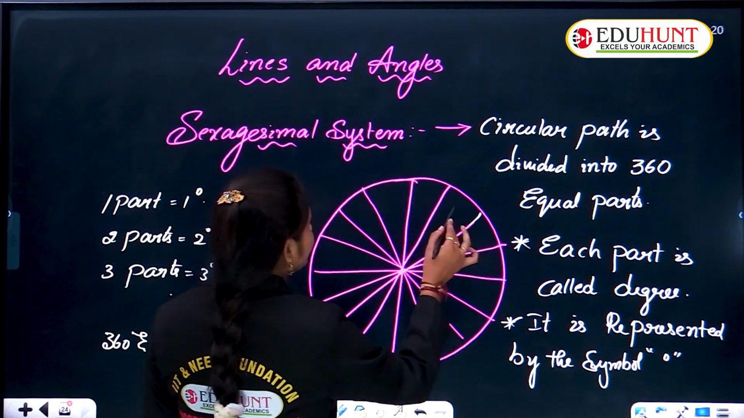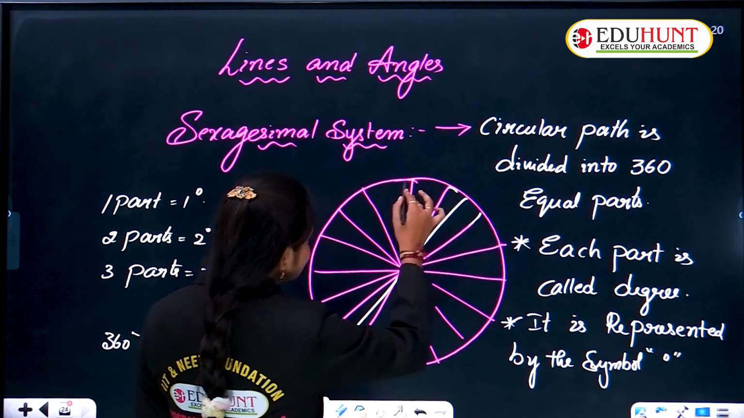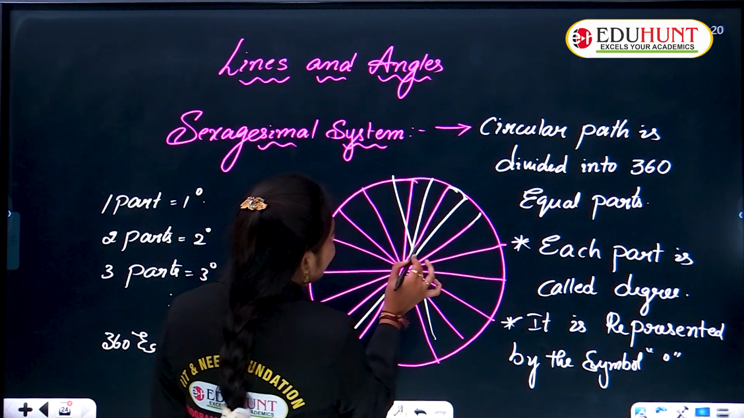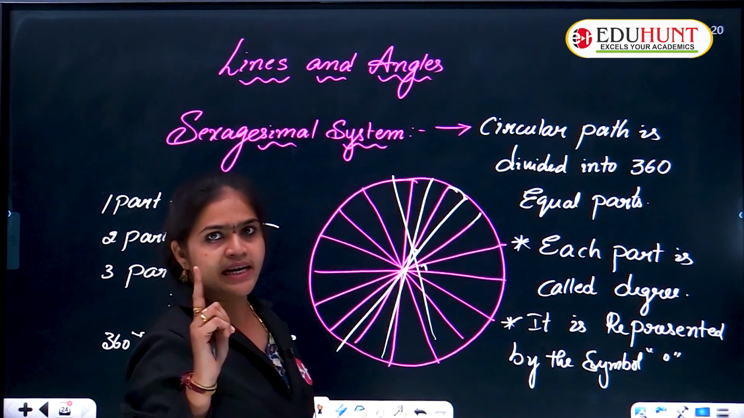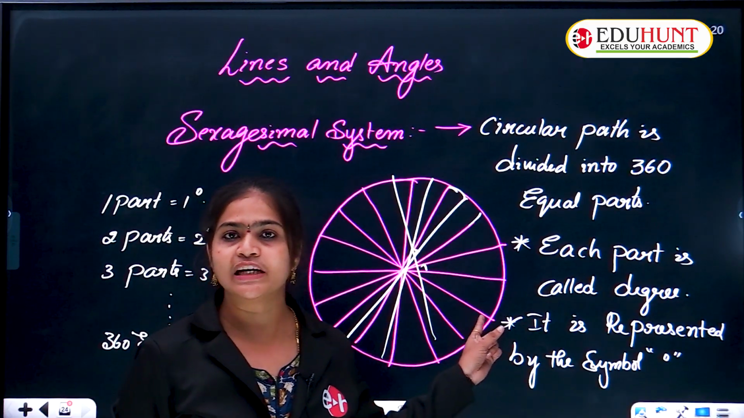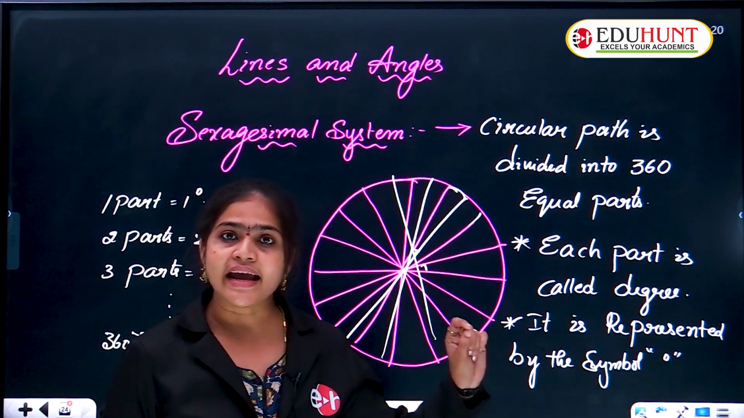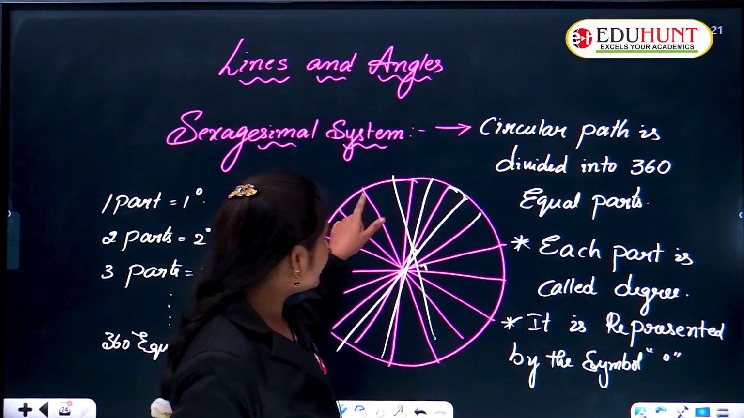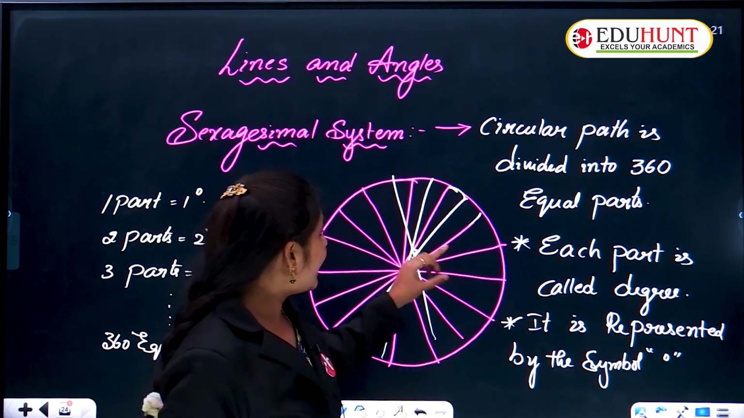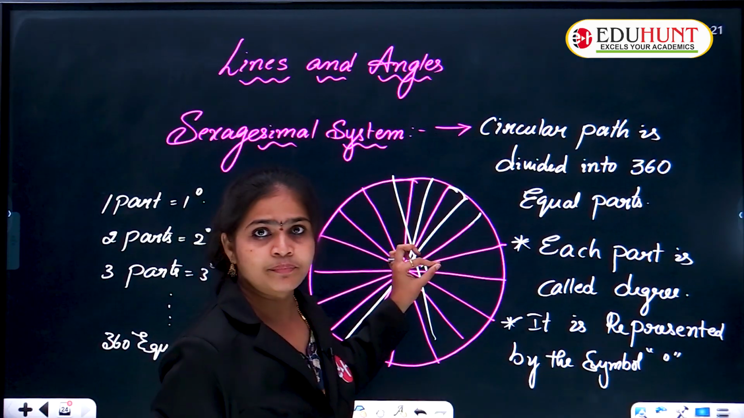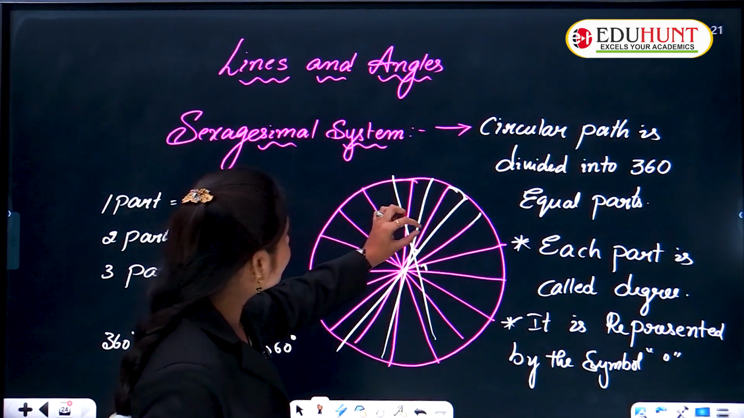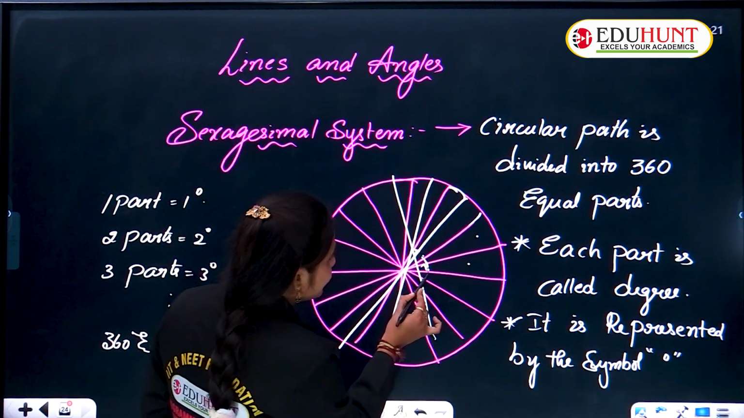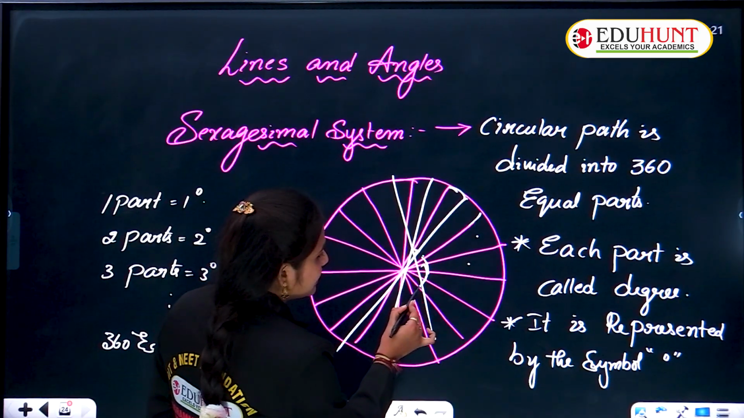Understood? Here we have some spokes, like this. The angle between any 2 spokes is 1 degree. Why? Because this is divided into 360 equal parts. The angle between any two consecutive lines is 1 degree. If you take 2 parts, that is 2 degrees. This is 1 degree and this is 1. 1 plus 1 is 2, 2 plus 1 is 3, 3 plus 1 is 4, like that.